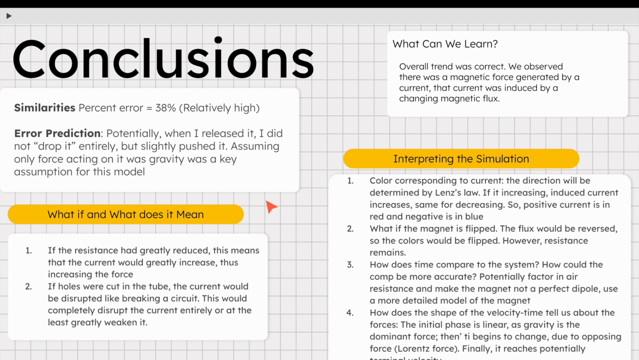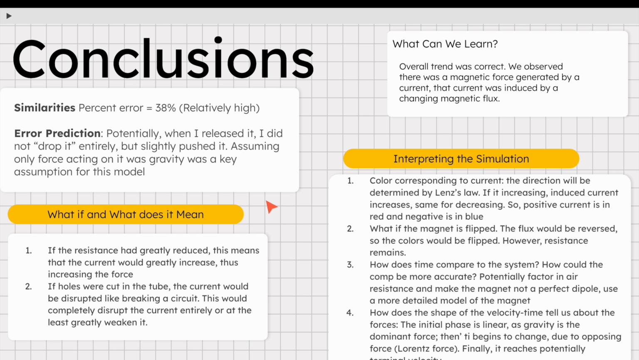Interpreting the simulation, this was included in the lab report, so I just wanted to go through these real quick. The colors: the positive current will be in the red and the negative will be in the blue. And then what if the magnet is flipped? It's going to be equal and opposite, so the direction is going to change, but the actual magnitude will not. How does the time compare to the system, and how can the computational model be more accurate? Again, looking at this as a perfect dipole would not be an entirely accurate way to view it, because it is slightly wobbling.